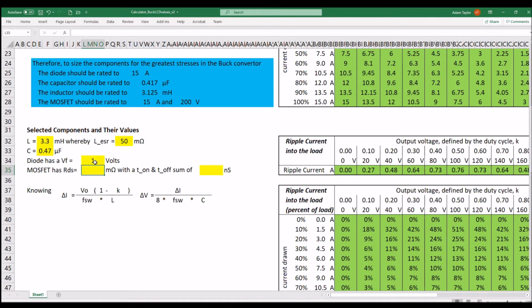And the MOSFET that we need to choose, that needs to be able to handle our 15 amps and our 200 volts, it's going to have a resistance between the drain and the source. And I'm just going to pick a number here, and we'll call it 125 milliohms.